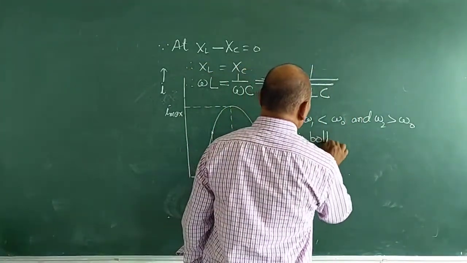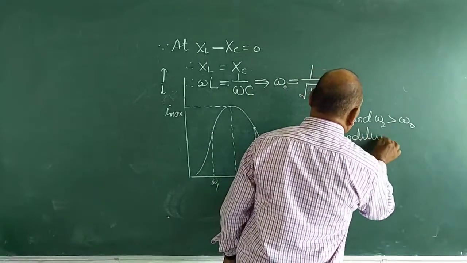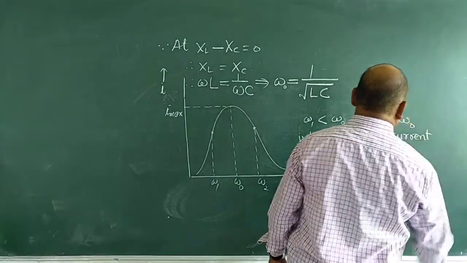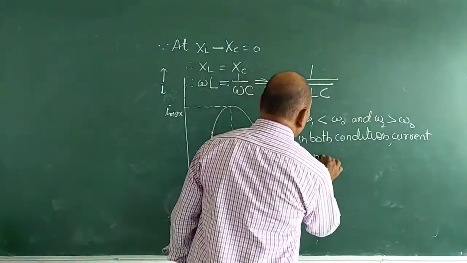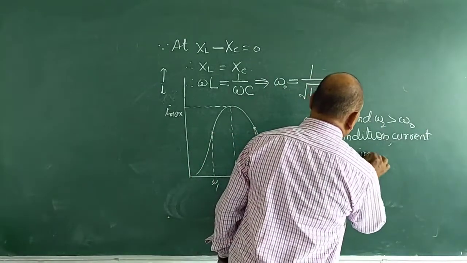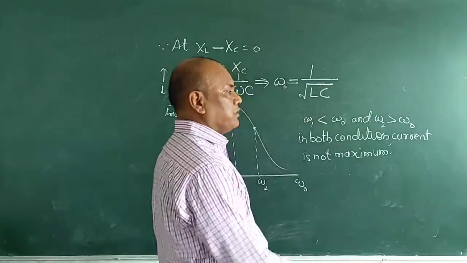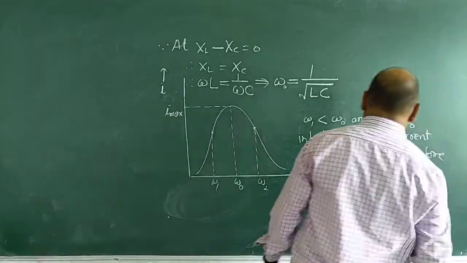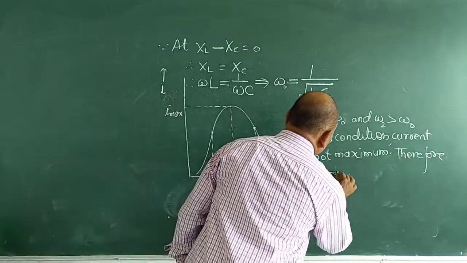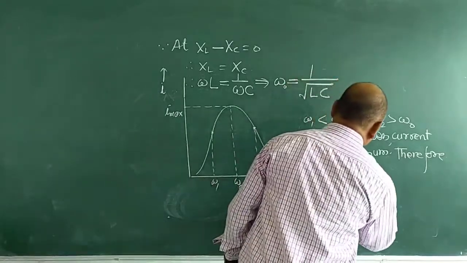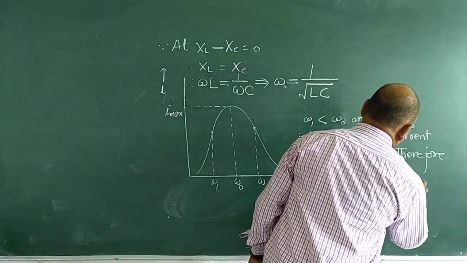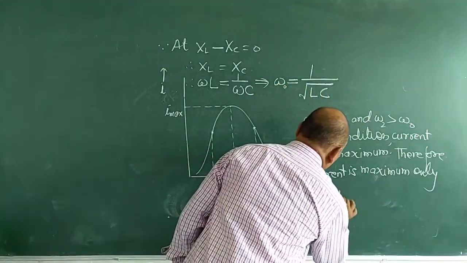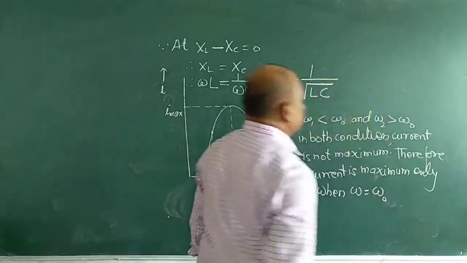In both conditions, current is not maximum. Therefore current is maximum only when omega is equal to omega 0.